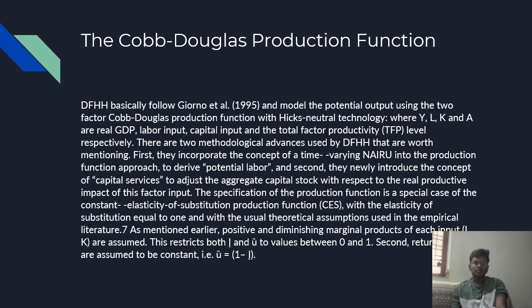The Cobb-Douglas production function. DFHH basically follow Guarino and model the potential output using the two-factor Cobb-Douglas production function with Hicks-neutral technology, where Y, L, K, and A are real GDP, labor input, capital input, and the total factor productivity level respectively.